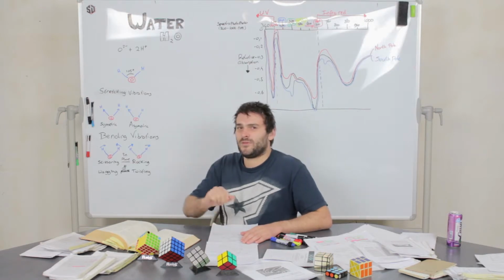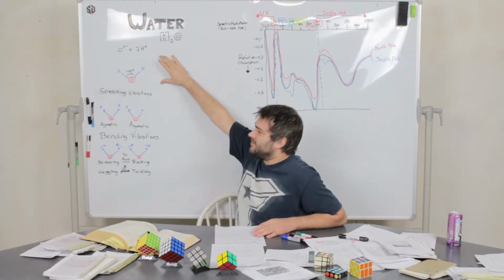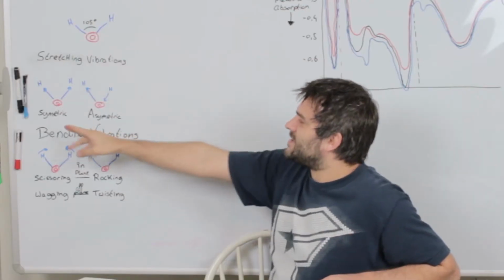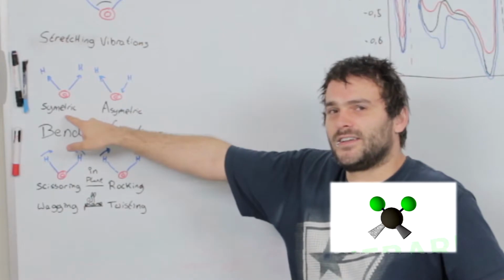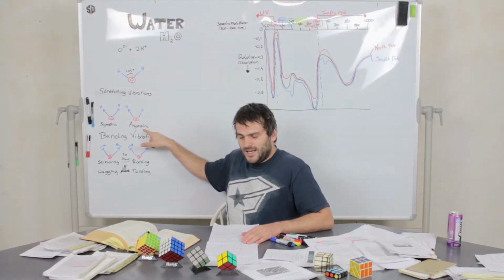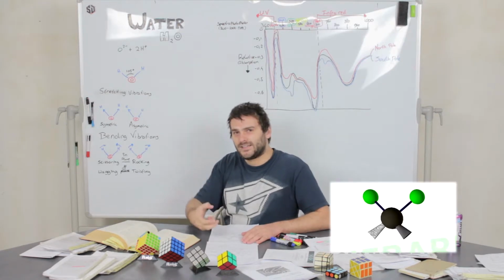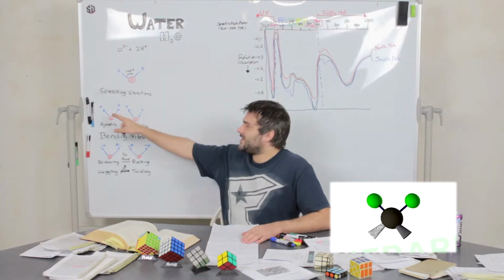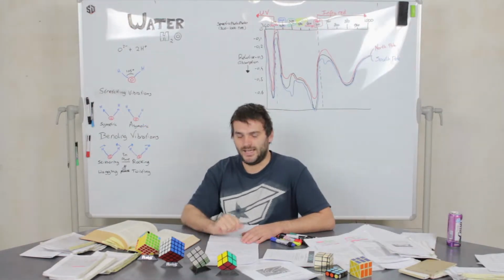What are the stretching vibrations? The H2O molecule has certain types of vibrations. There are stretching vibrations. You can have a symmetric stretching vibration and you can have an asymmetric stretching vibration. And what this says is that the higher the temperature, the faster the vibrations would be on the hydrogen atoms connected to the oxygen atoms.